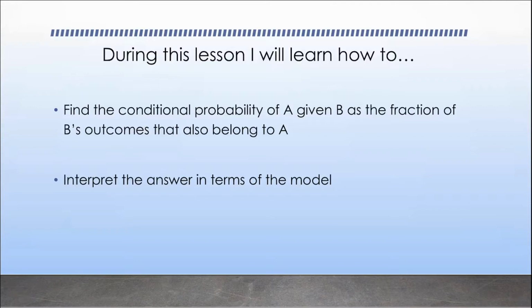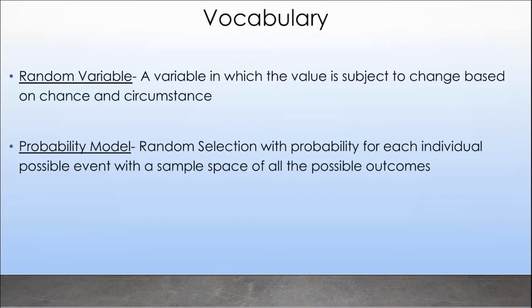During this lesson, you're going to learn how to find the conditional probability of A, given B is the fraction of B's outcomes that also belong to A. You're going to interpret the answers in terms of the model.